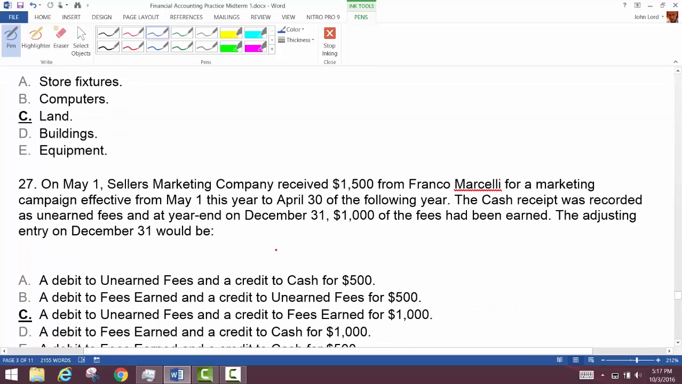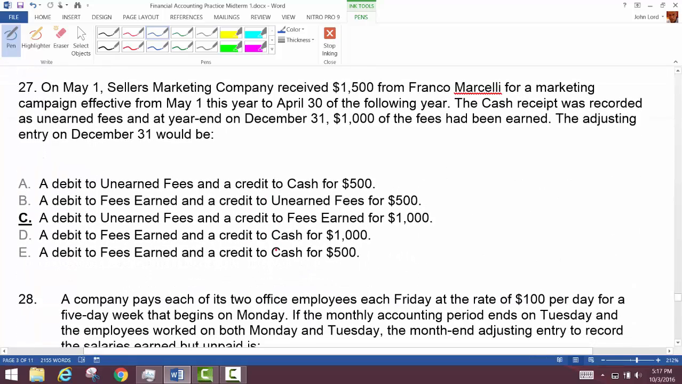Okay, good. On May 1st, Sellers Marketing Company received $1,500 from Franco Marcielli for a marketing campaign effective May 1st this year to April 30th of the following year. Cash received was recorded as an unearned fee. At year end on December 31st, $1,000 of the fees have been earned. What should we do? Well, since $1,000 has been earned, I'm going to debit the unearned and credit what? Credit the earned revenue, right?